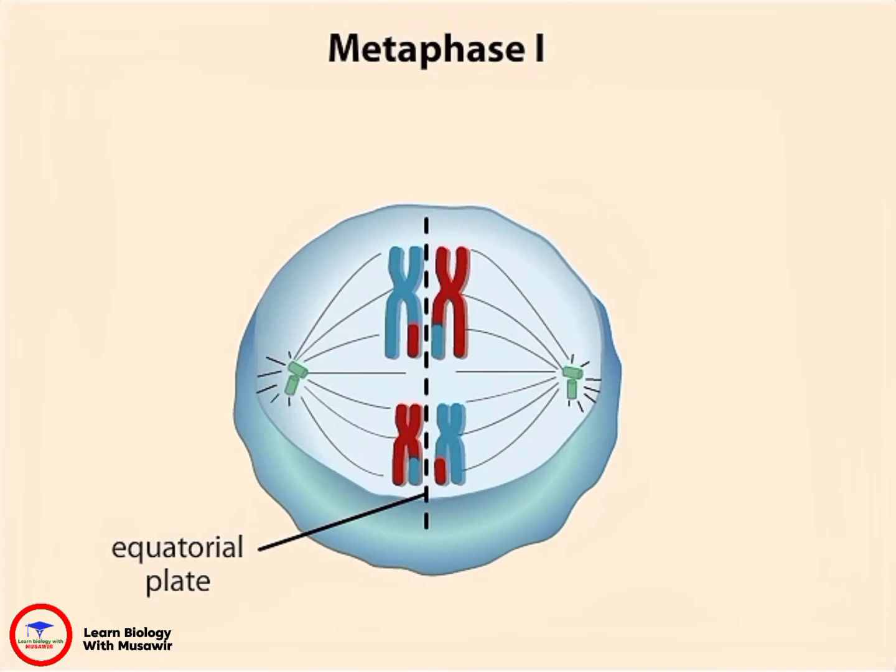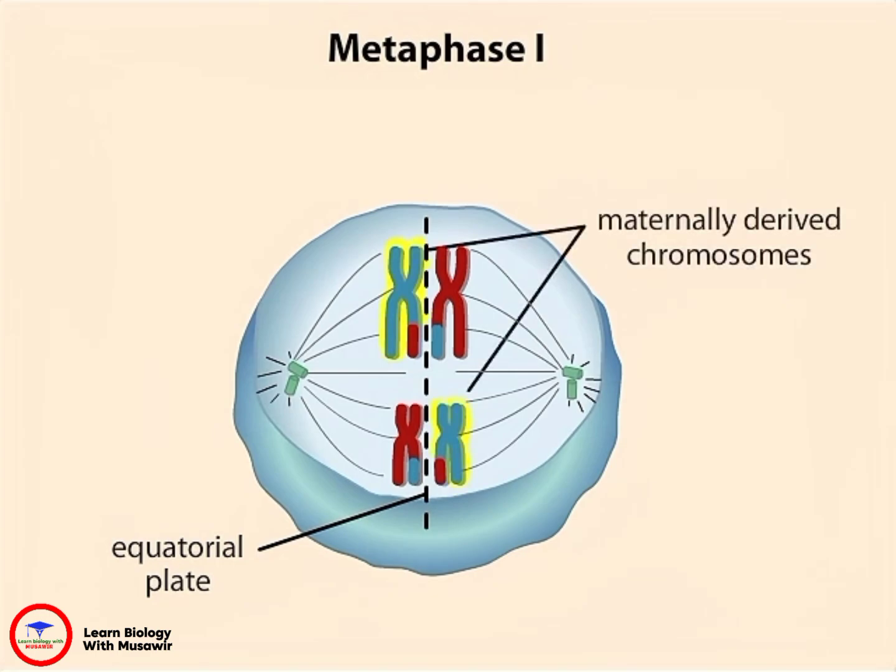At Metaphase I, homologous chromosomes are lined up on the equatorial plate in a pairwise fashion, with one homolog on either side of the plate. Note that the chromosomes assort independently. For example, the maternal chromosomes align randomly, not necessarily on the same side of the plate.